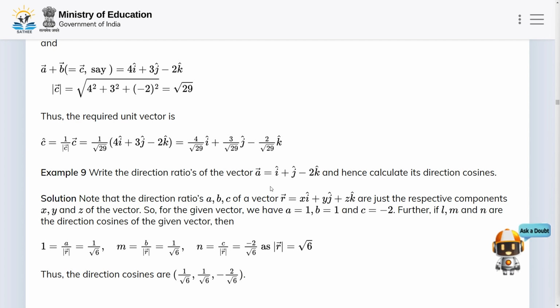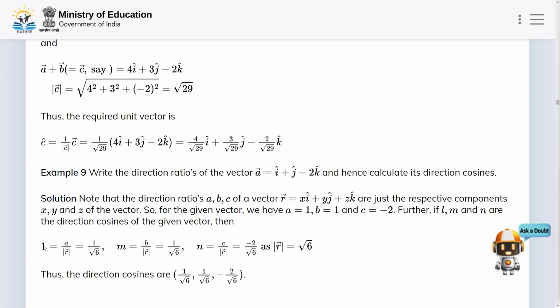That's it. a will be x, b will be y, c will be z. Comparing this form, you can directly say that the direction ratios will be a equals 1, b equals 1, c equals minus 2. And in order to find the direction cosines, which are l, m and n, l is equal to a by the magnitude of r. The magnitude of this will be root 6, as you can see: 1, 1, 4 and then root. So you will have 1 by root 6.